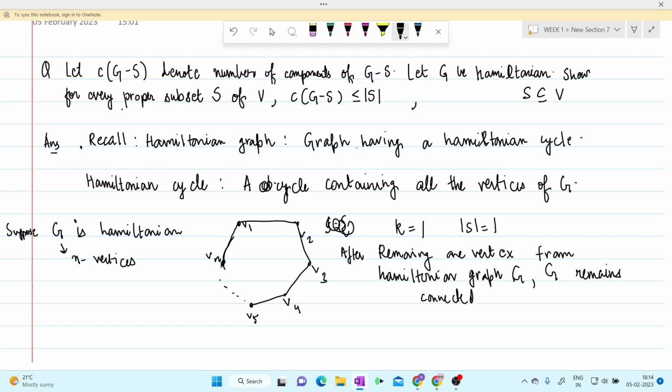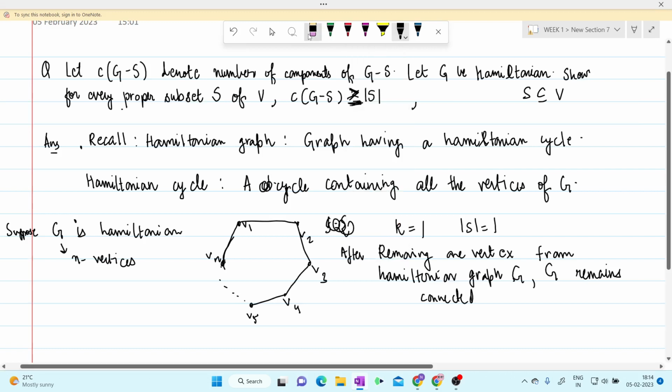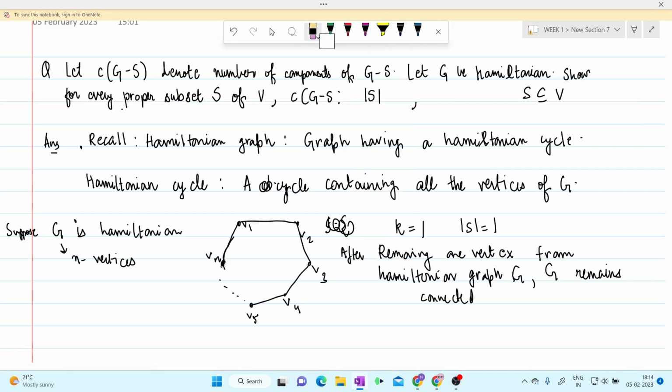This part, ma'am, once more. Yeah. Okay. Wait. Number of connected components is greater than or equal to S. Or wait, no. Less than or equal to 1. Less than or equal to 1. Yeah, sorry.